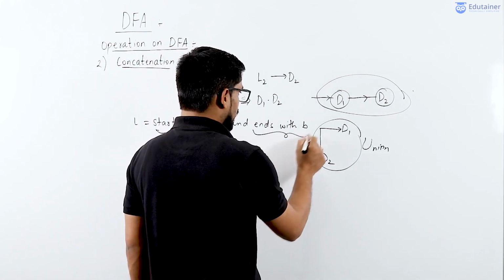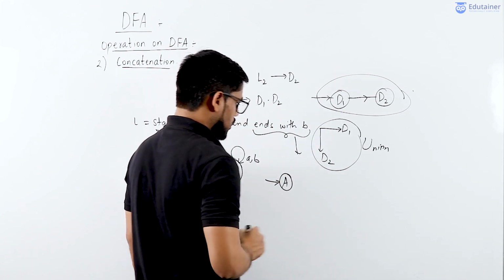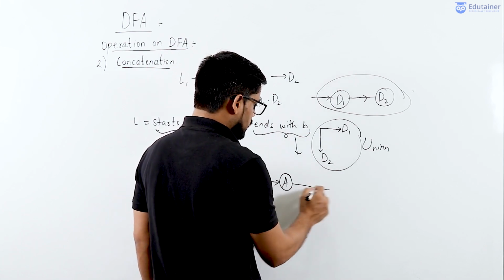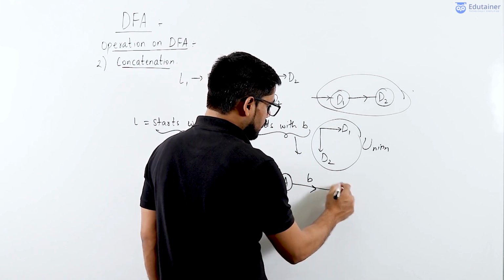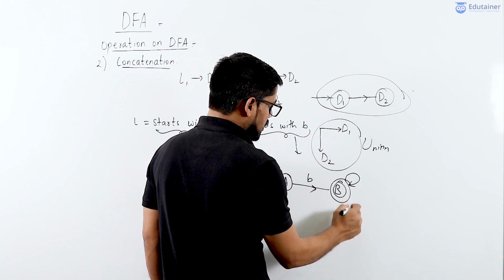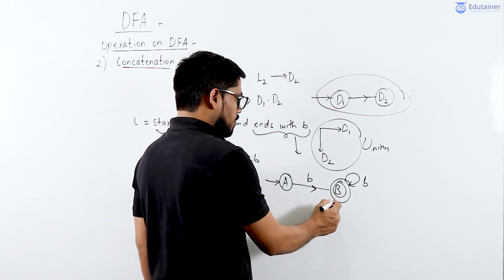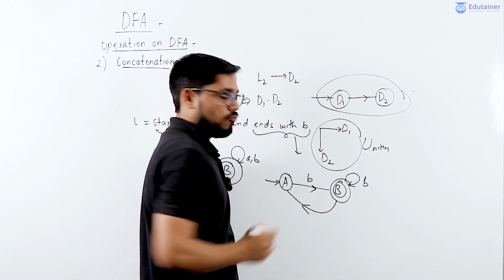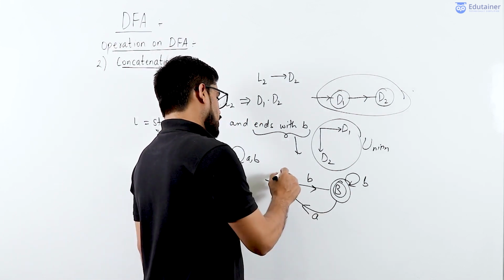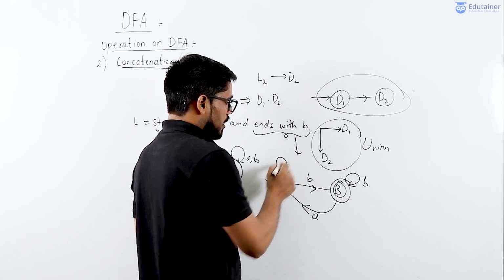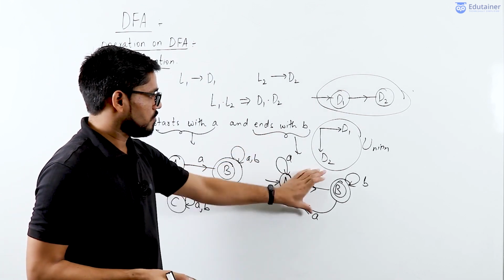The second part is ends with B. For ends with B, I will draw the transition diagram. Capital A is the initial state. Okay, if I see a B, then I will go to the final state, and on the final state I will accept any number of B's but not A. If I see a on the final state, I will move back to the previous state capital A and I will accept any number of A's. On the initial state I accept any number of A's itself because it will not be harmful for the language.